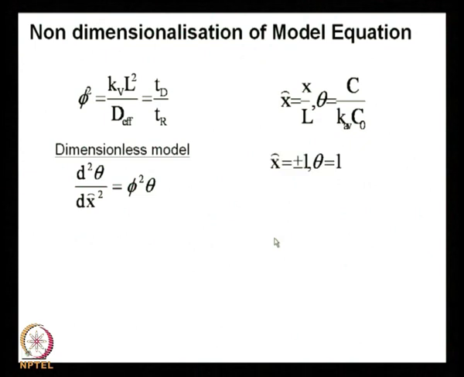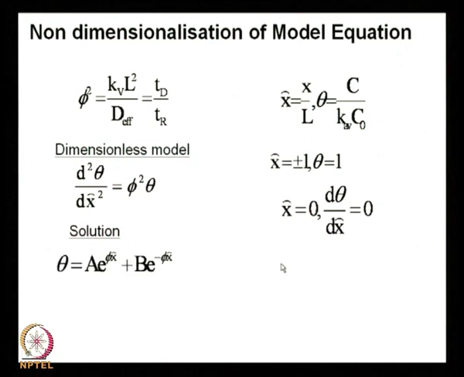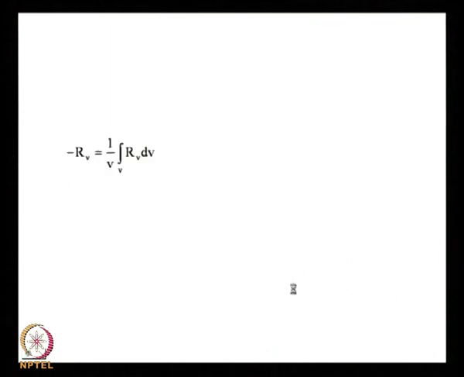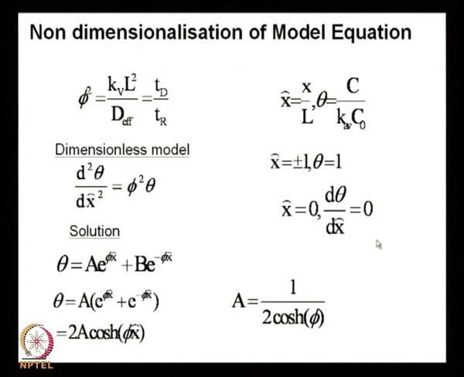So this is my dimensionless model, and my dimensionless boundary conditions are very straightforward. At x equals plus minus 1, theta equals 1, and at x equals 0, del theta del x equals 0. This is very straightforward, and the solution is also something I discussed. But I think it's always best to write it as a cosine hyperbolic and a sine hyperbolic, because it's much easier.